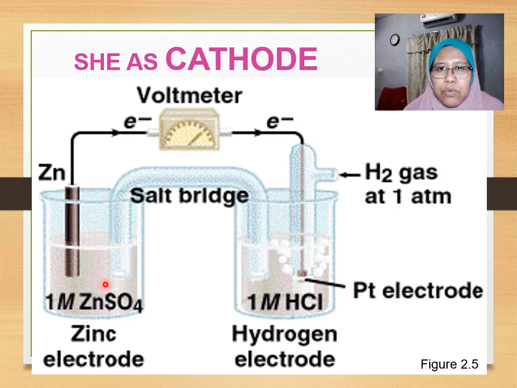So, if we have a reading of voltmeter, the reading of voltmeter is the same as the standard reduction potential of zinc because the standard reduction potential of hydrogen is 0. So it is automatically known that whatever electrode that you attach to a standard hydrogen electrode, the reading of the voltmeter would be the standard reduction potential of the electrode that is attached to it.